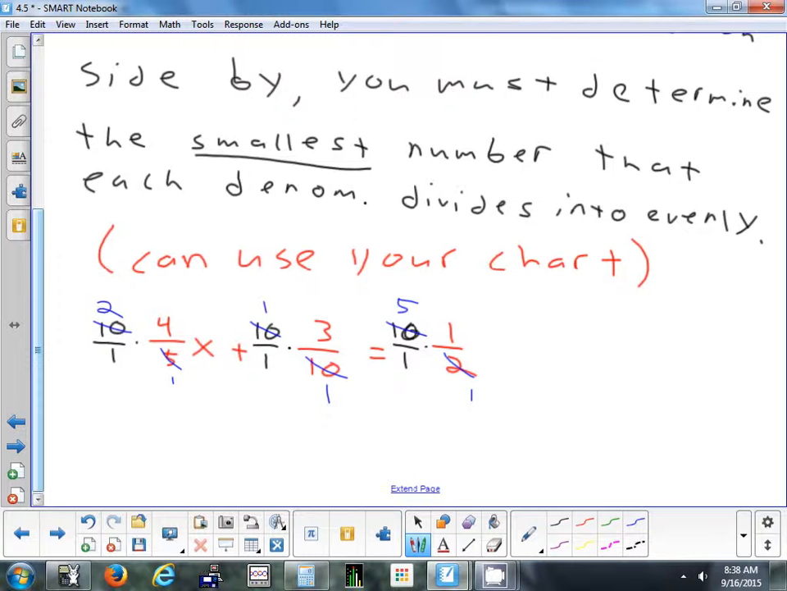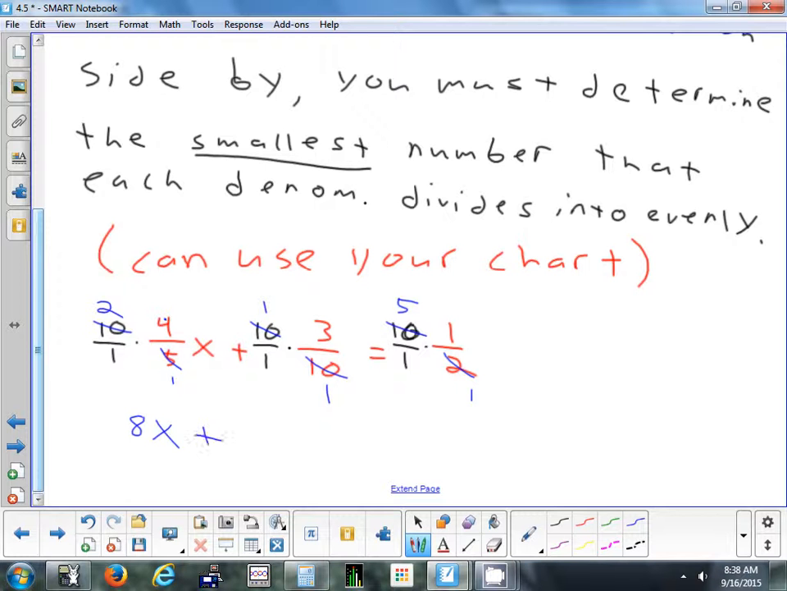Ariana, what's 2 times 4? 8. Yep, and then what letter are we going to put with it? Nice job, 8x. Okay. Notice in the bottom, you can put it over 1, but you don't have to. 8 over 1 and 8 mean the same exact thing. Anything over 1 is itself.